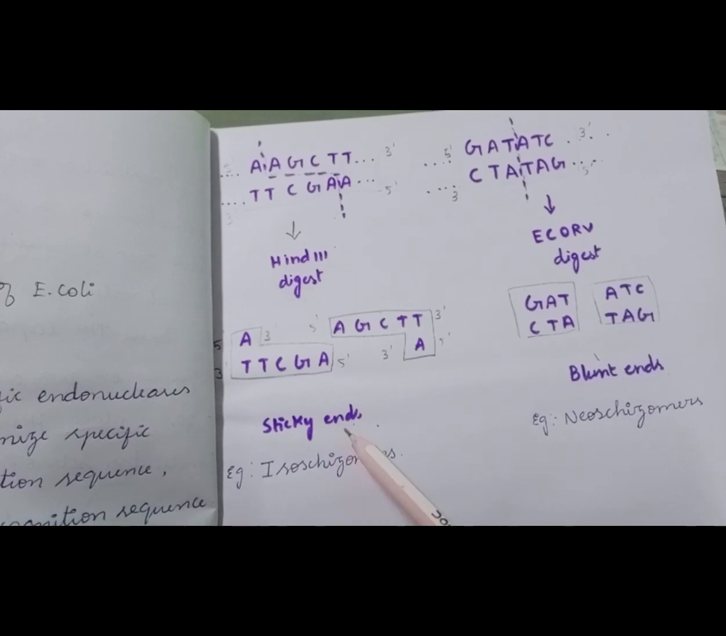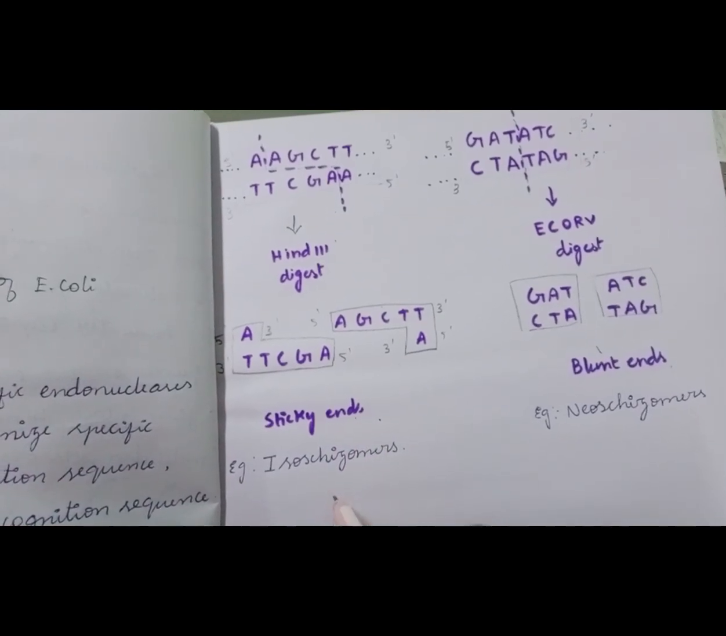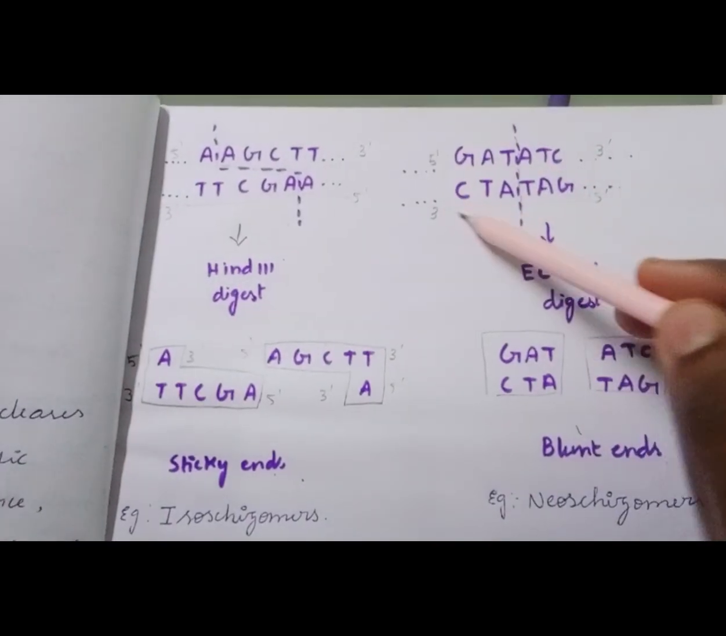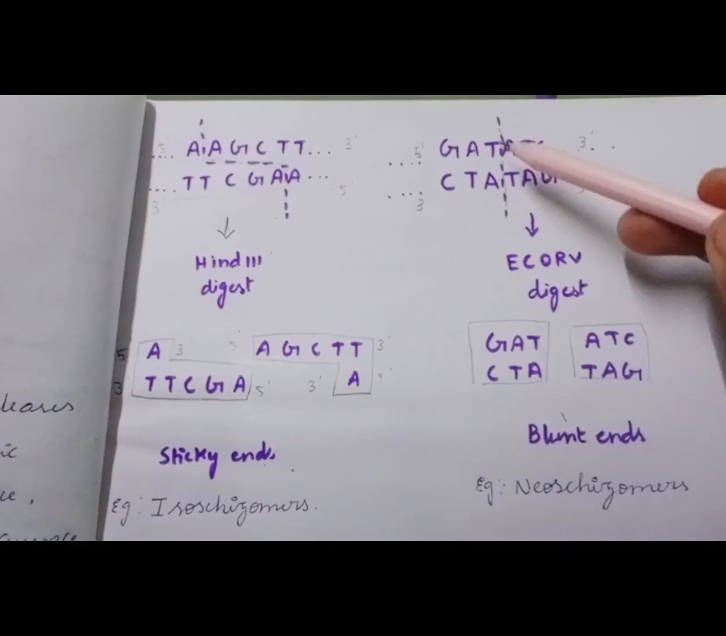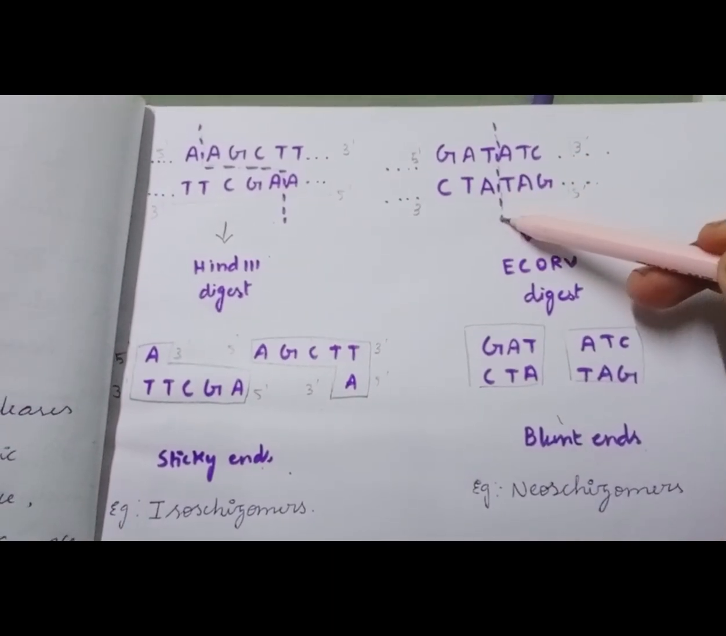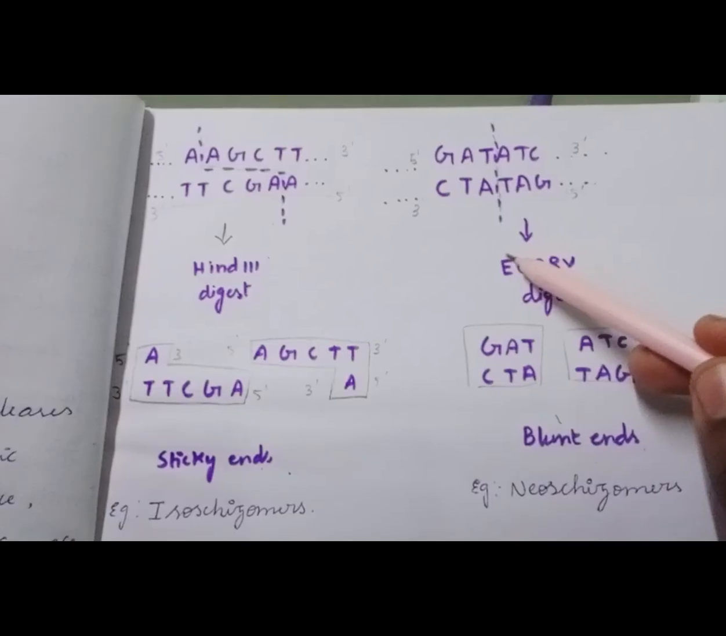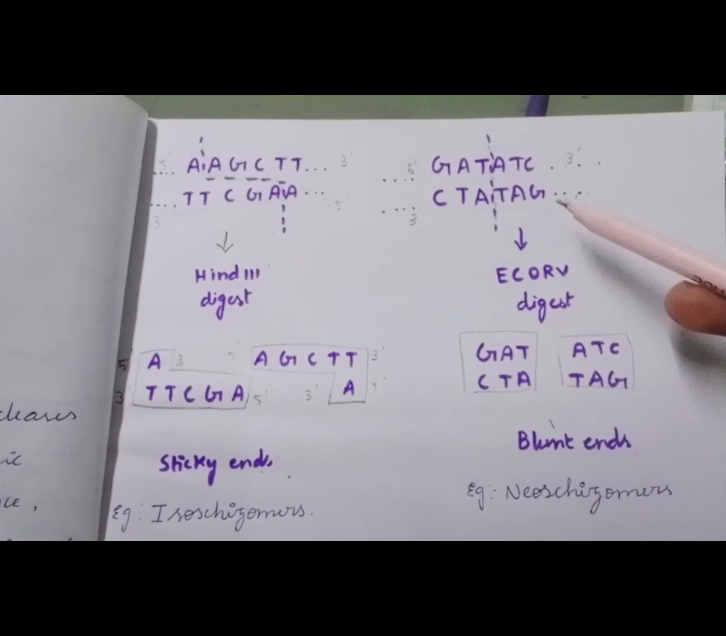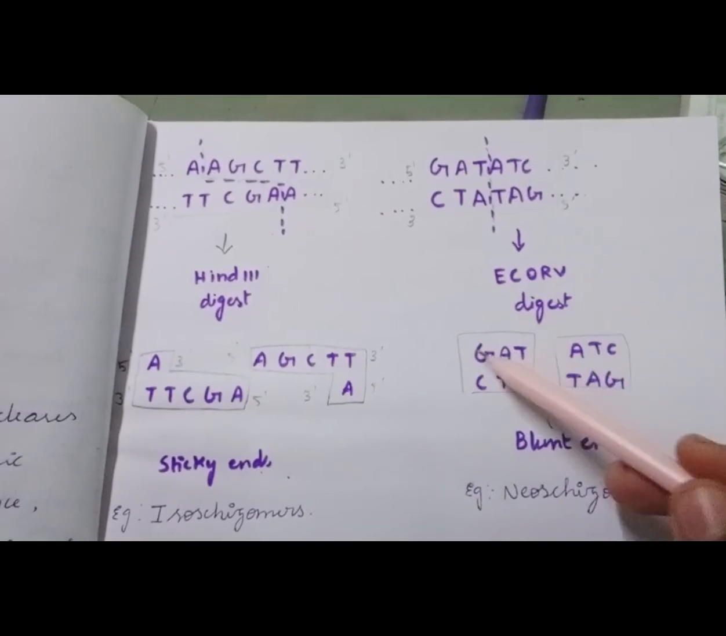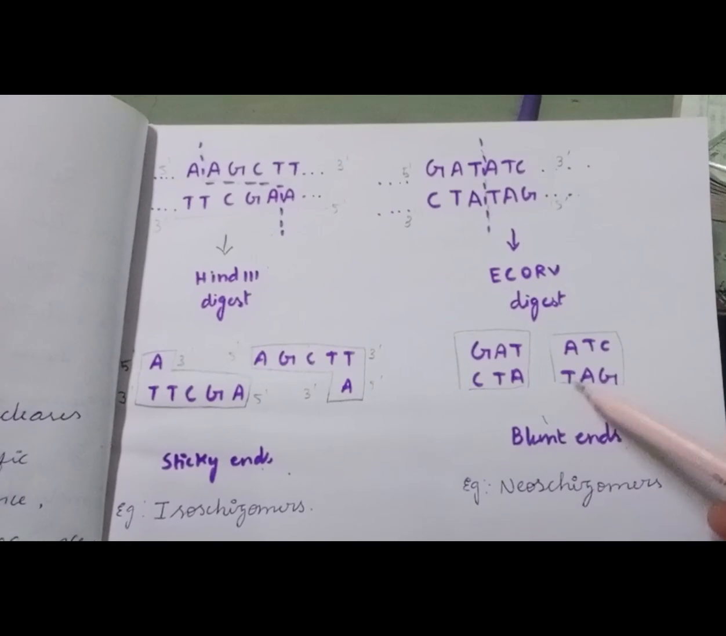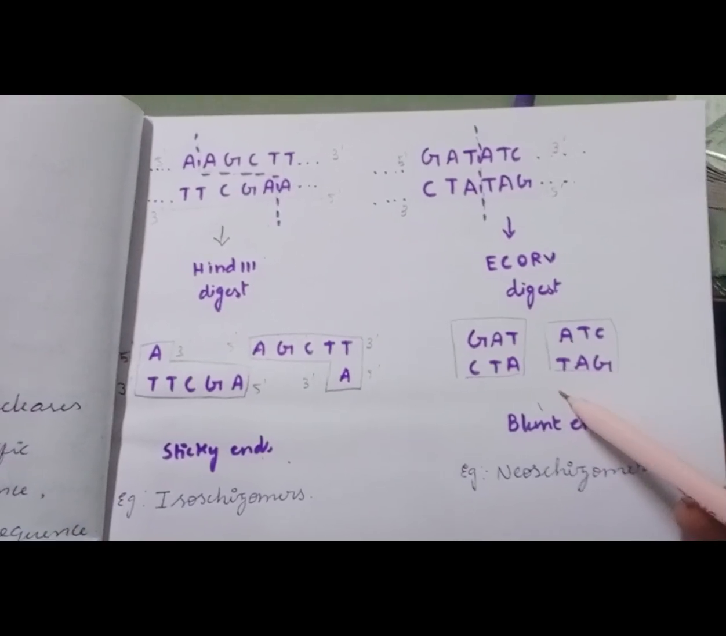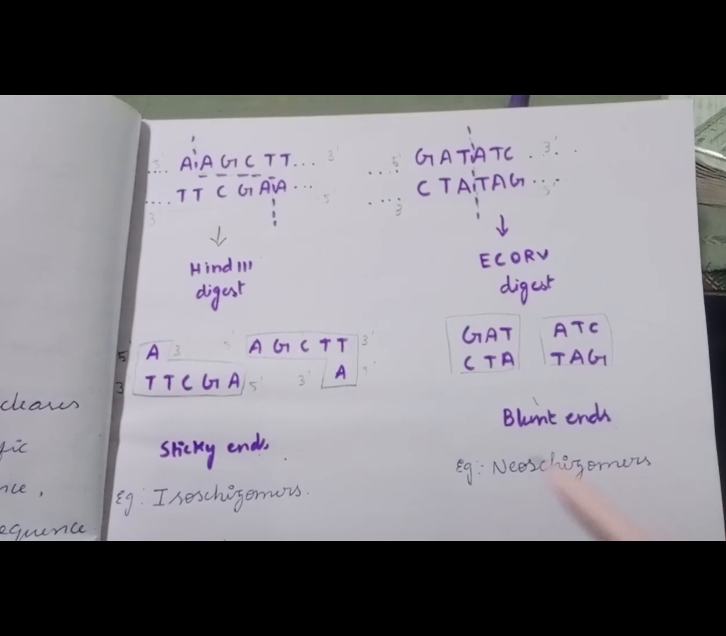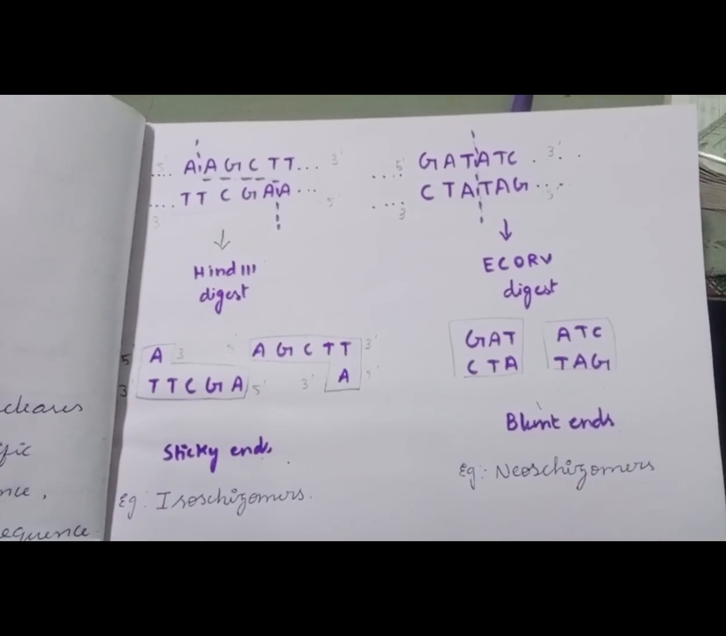An example of a restriction enzyme producing sticky ends is an isoschizomer. To explain blunt ends, take this sequence. If I want a particular sequence of the DNA to be cleaved, I take the restriction enzyme EcoRV, which digests the sequence and cleaves it at the symmetrical axis, producing a blunt end. Another example of a restriction enzyme that results in blunt ends is a neoschizomer.